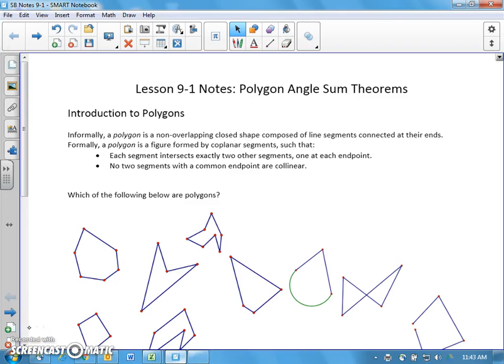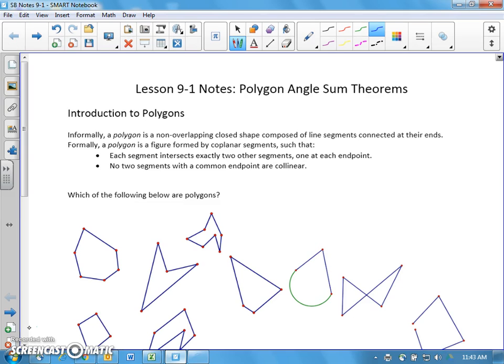Lesson 9.1, Polygon Angle Sum Theorems. Introduction to polygons. A polygon is a non-overlapping closed shape composed of line segments connected at their ends. You have a more formal definition talking about coplanar segments and each segment intersecting two other segments at one endpoint.